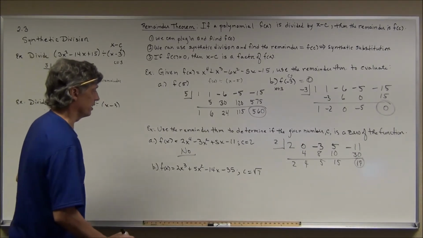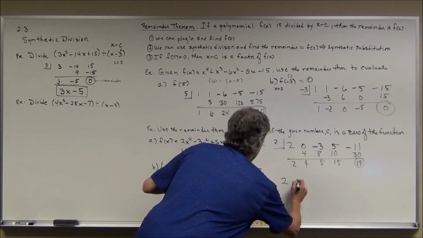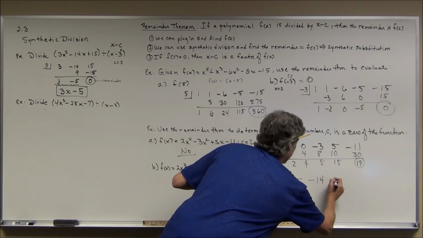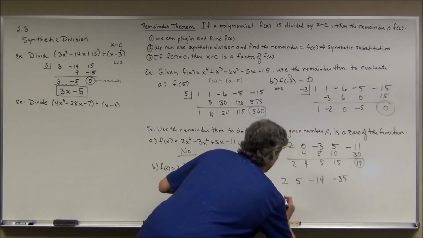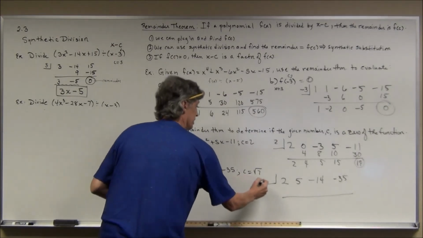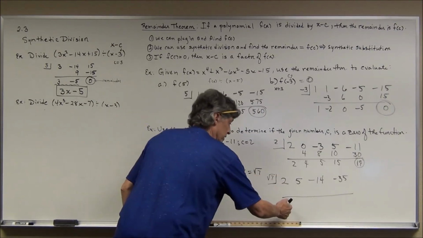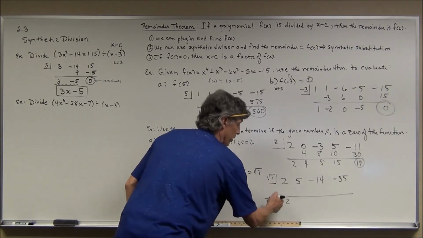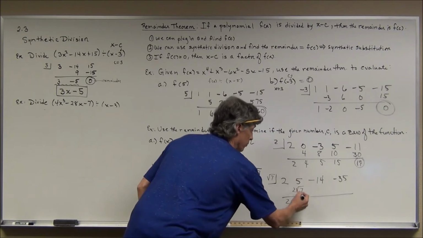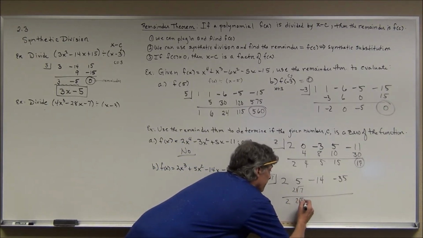Let's try this guy right here. 2, 5, negative 14, negative 35. Now I have to be a little bit more careful here because I'm not dividing by an integer. C is the square root of 7. This will be fun. First number comes straight down. Then we multiply. That's 2 times the square root of 7. Then we add. Be careful now. This is 2 square roots of 7 plus 5.